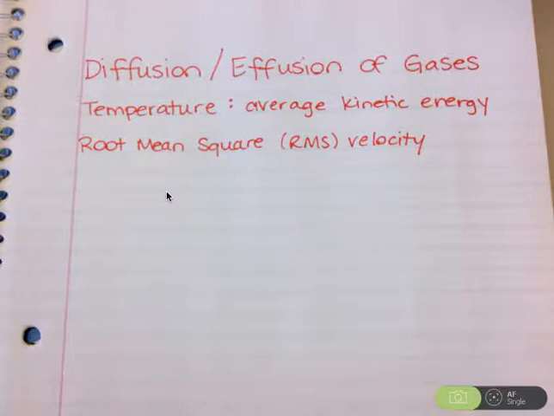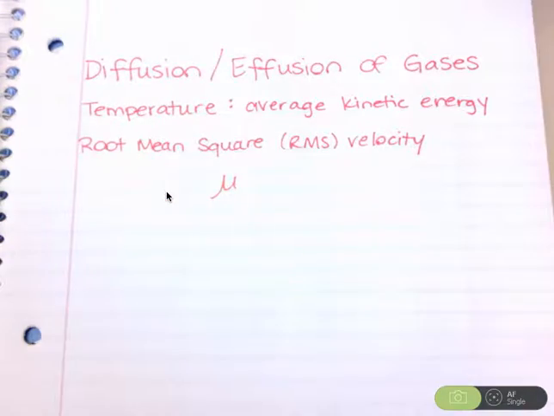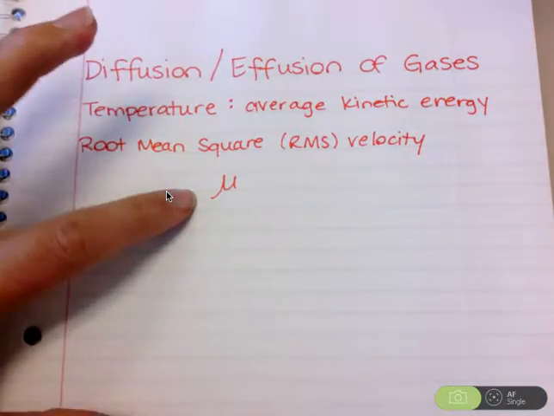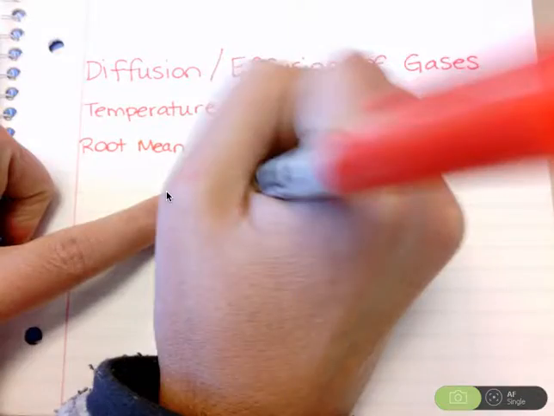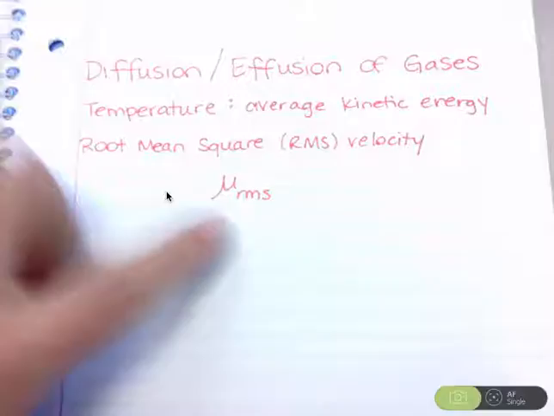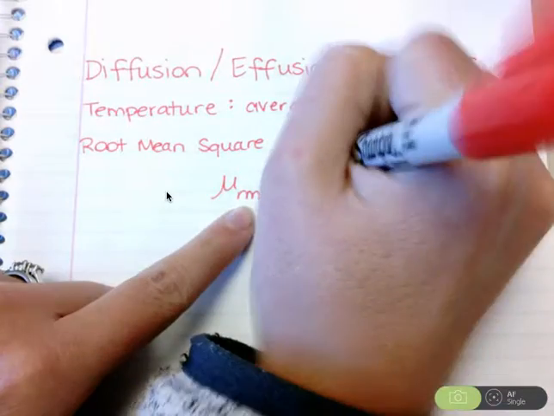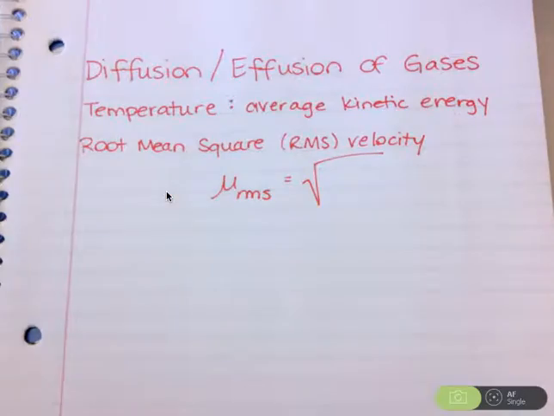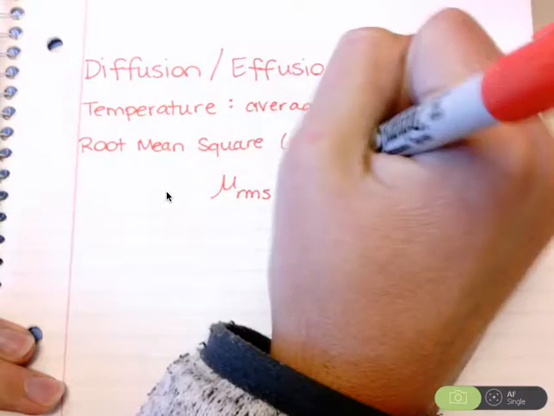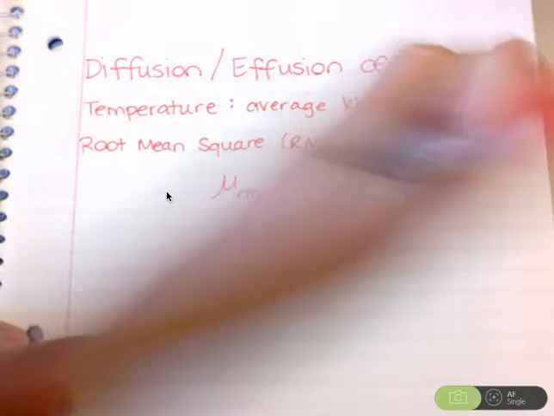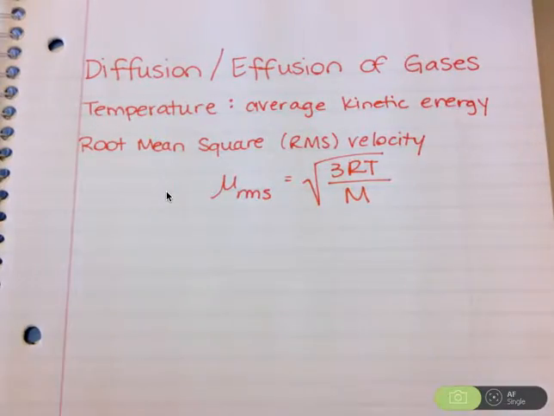If we take the root mean square, we use the Greek symbol nu, and that means velocity, and then for root mean square, we just write RMS under it. That equals the square root, right? So we're taking the root mean square of 3RT divided by the molar mass. It depends on the size of the molecules how fast they will go.